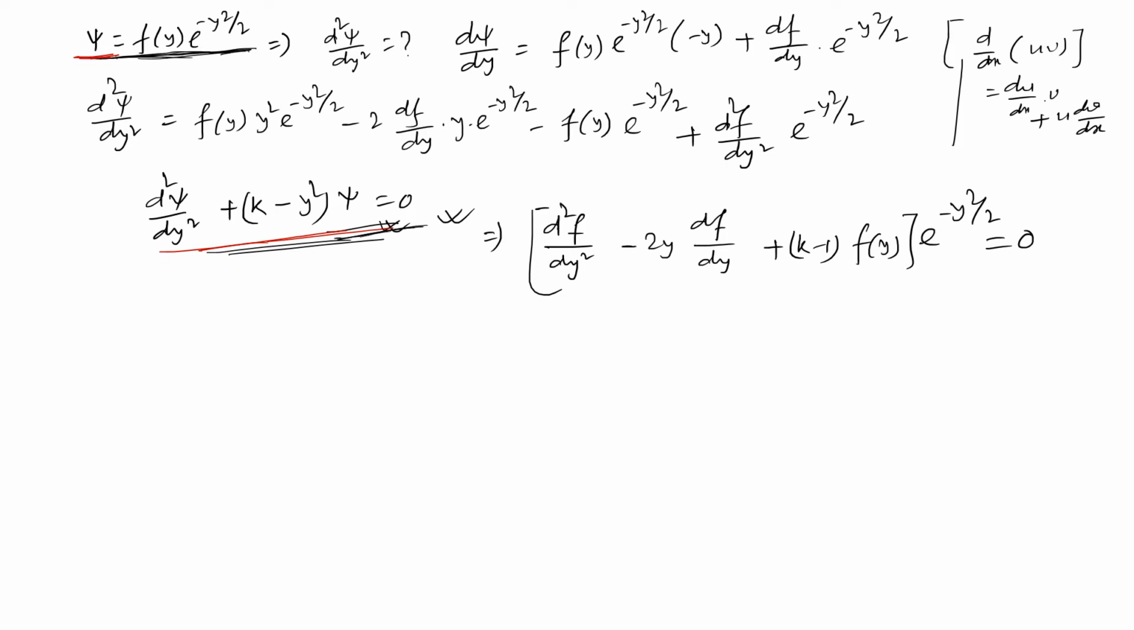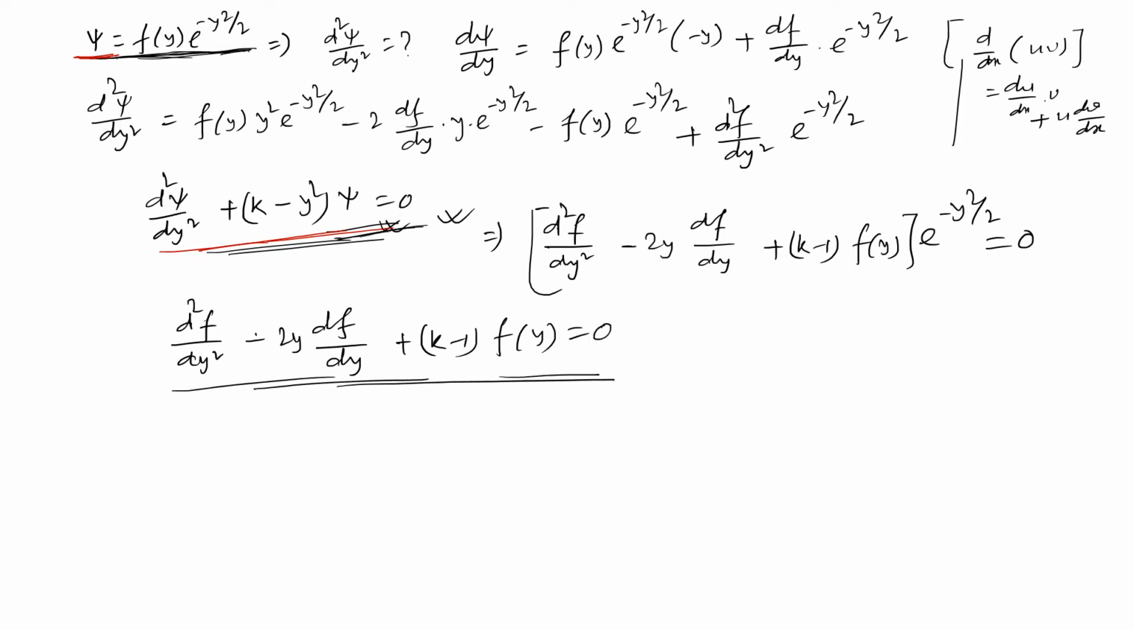So finally what we have got, d²f/dy² minus 2y df/dy plus (k minus 1) f equals 0. So we started our job with the motivation that we have to find the function. That means we have to solve the differential equation first, and we have finally reached another differential equation.